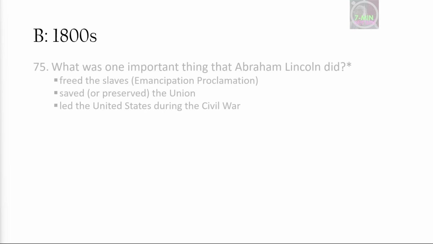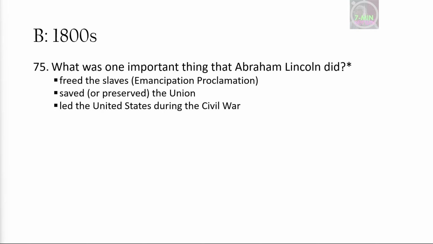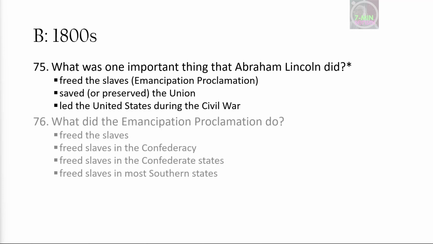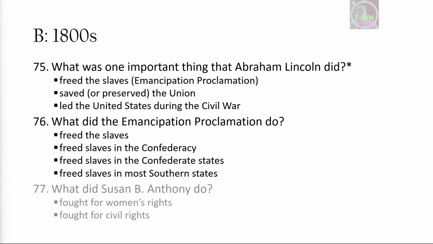B. 1800s. What was one important thing that Abraham Lincoln did? Freed the slaves. Emancipation Proclamation. Saved, or preserved, the Union. Led the United States during the Civil War. What did the Emancipation Proclamation do? Freed the slaves. Freed slaves in the Confederacy. Freed slaves in the Confederate States. Freed slaves in most southern states. What did Susan B. Anthony do? Fought for women's rights. Fought for civil rights.